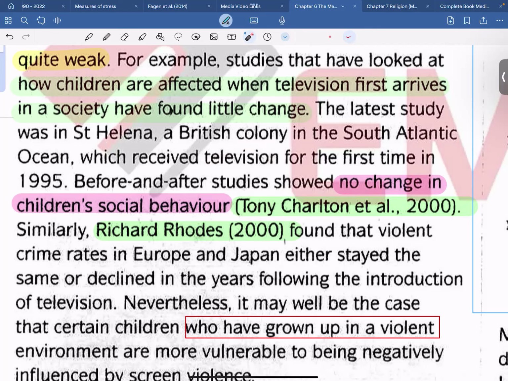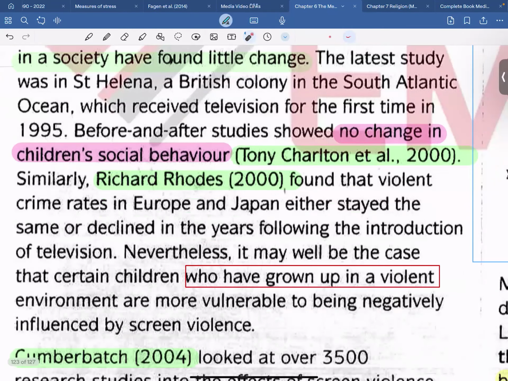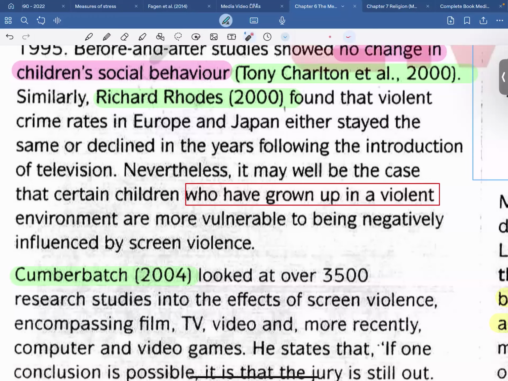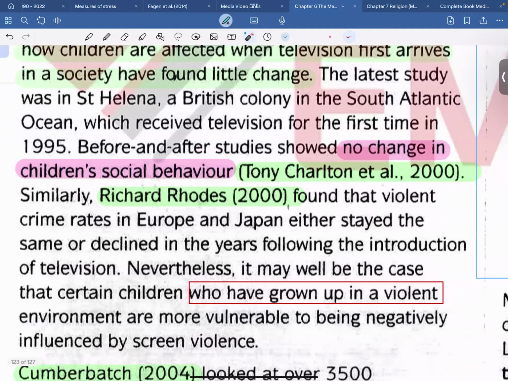This idea has been supported by Tony Charlton et al. in the year 2000. Similarly, Richard Rhodes in the year 2000 found that violent crime rates in Europe and Japan either stayed the same or declined in the years following the introduction of television. So we have two examples over here. The first is from St. Helena. The second is from Europe and Japan. If you compare crime rates pre-television and post-television, there hasn't been much of a change.